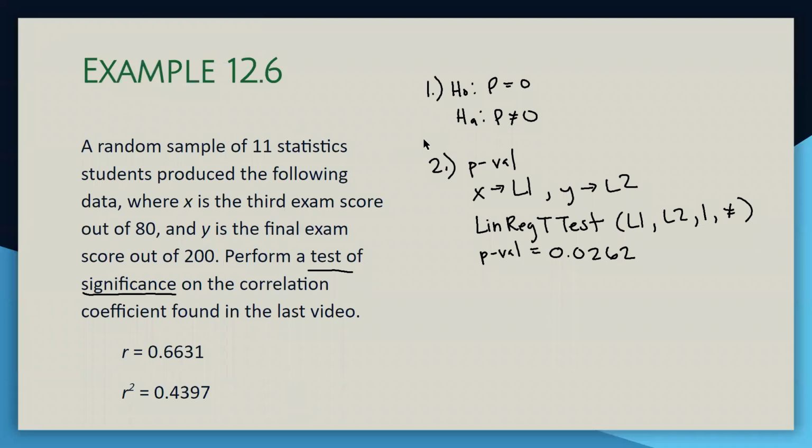From here, we make a decision and we write our conclusion. So for step 3, I know I need to compare my p-value to an alpha. And if we're not given an alpha, we assume 0.05, and 0.02 is less than 0.05. So that means we're rejecting our null. So we would say that there is a significant linear relationship between X and Y in the population.